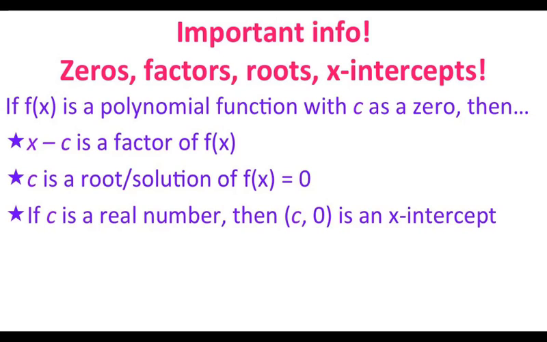The other thing, if c is a 0, then c is a solution or a root to the equation f of x equals 0. So if I took the polynomial and set it equal to 0 and solved, c would be a solution to that. If c is a real number, then (c, 0) is an x-intercept. It has to be a real number because we can only graph real numbers, but we do have zeros that are imaginary, like for example 2i, but you wouldn't be able to graph that, which is why it says if c is a real number right here. So factors, zeros, roots, and x-intercepts are all connected. And then we're going to look at that with the factor theorem, which is next.